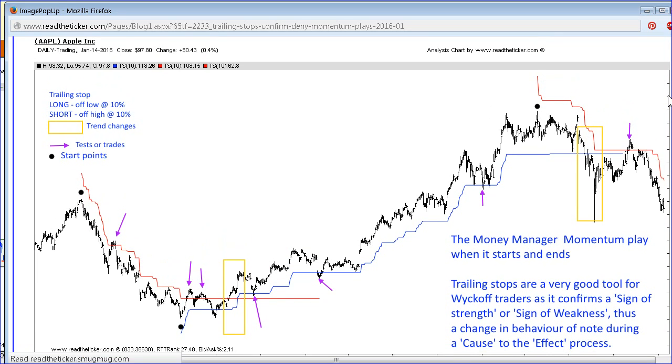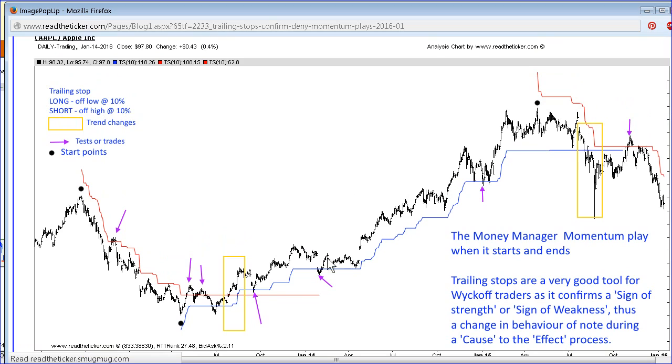Recently on the main blog I posted this Apple chart, a daily chart with the trailing stop tools inserted on it. We've got a downward trailing stop, the red line, and we have a blue upward trailing stop and another downward trailing stop. What is to note about the trailing stop is that this one here is set at 10% off the lows when it's going up and 10% off the highs when it's going down.